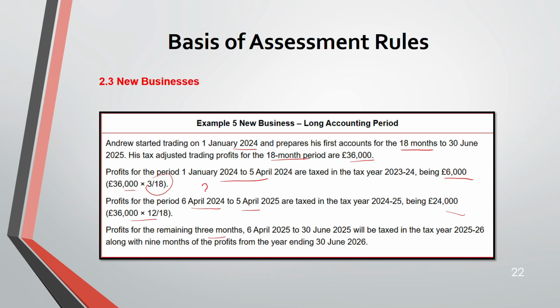And the last, that means the remaining 3 months. 3 months goes here, 12 months goes here. How many months? 15 goes from 18, you are left with 3 months. 6th April to 30th June will be taxed in this tax year. Not only that, along with the 9 months of the profit for the year ended 30th June 2026.